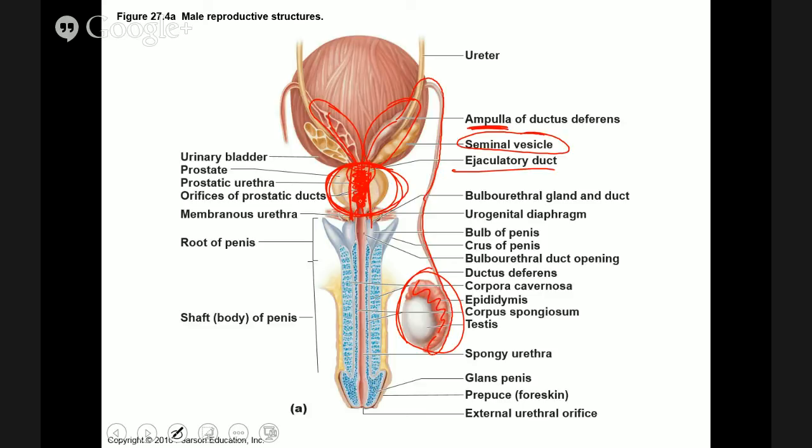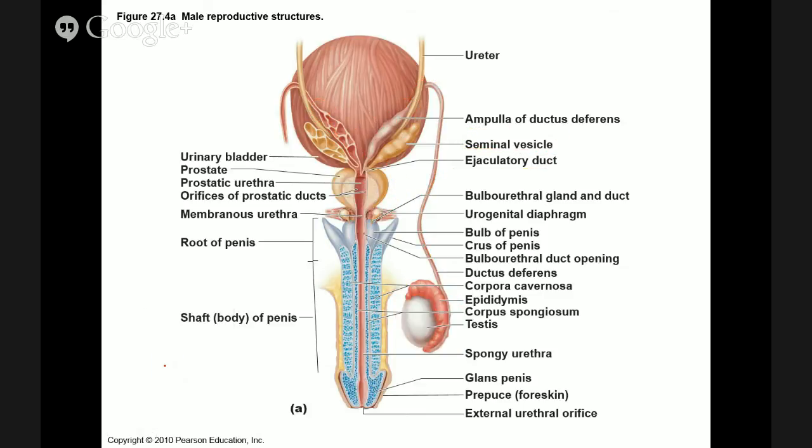Once we get past the prostate gland, we have two other glands, one on each side. They're called the Cowper's glands, or we also call them the bulbourethral glands. We'll talk about those in a little bit. They're going to also secrete their own secretions. And then finally we have the urethra, which is going to carry the sperm, for reproductive function, out through the end of the reproductive tract.